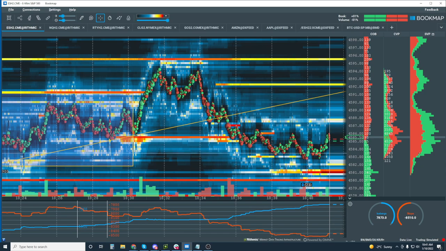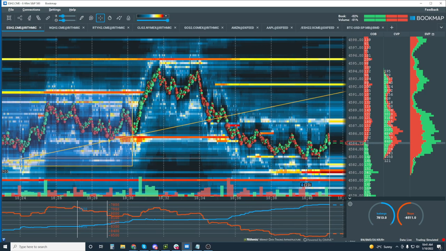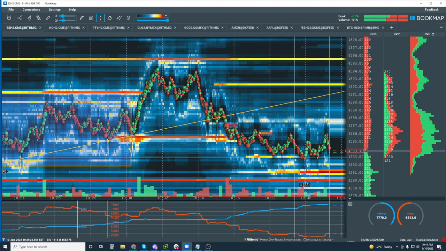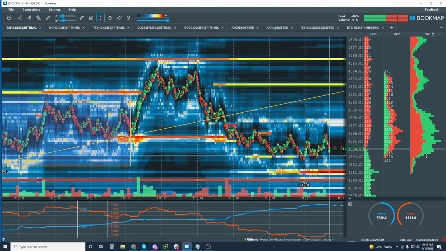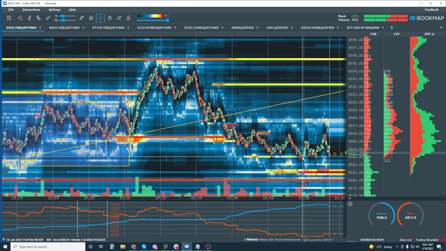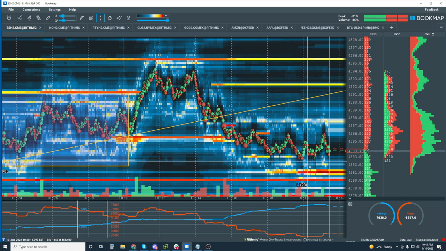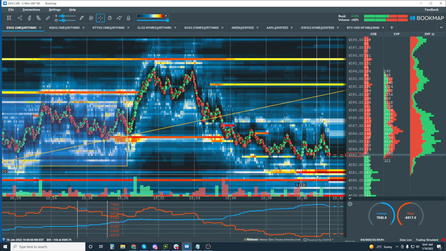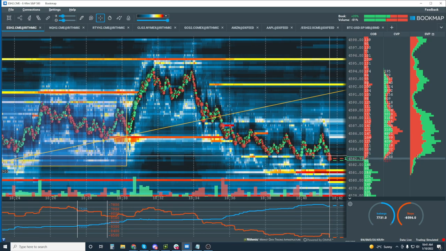So one thing we can glean from this is that move down into this 83. We were looking for 84 or 83 here. It did that. It's the bottom of this range. And consider taking some profit at that point. I mean, we're still kind of looking for them to explore this bottom edge here. Right, it's a pretty thick edge here.